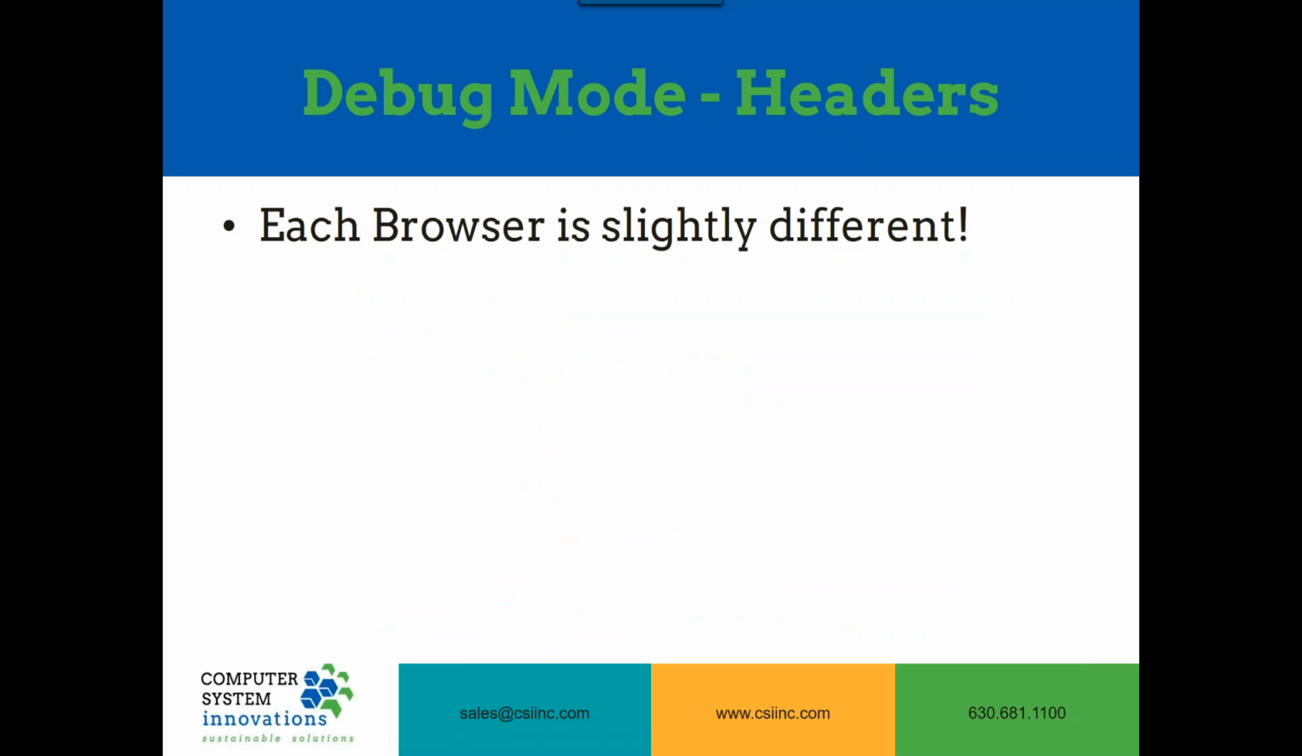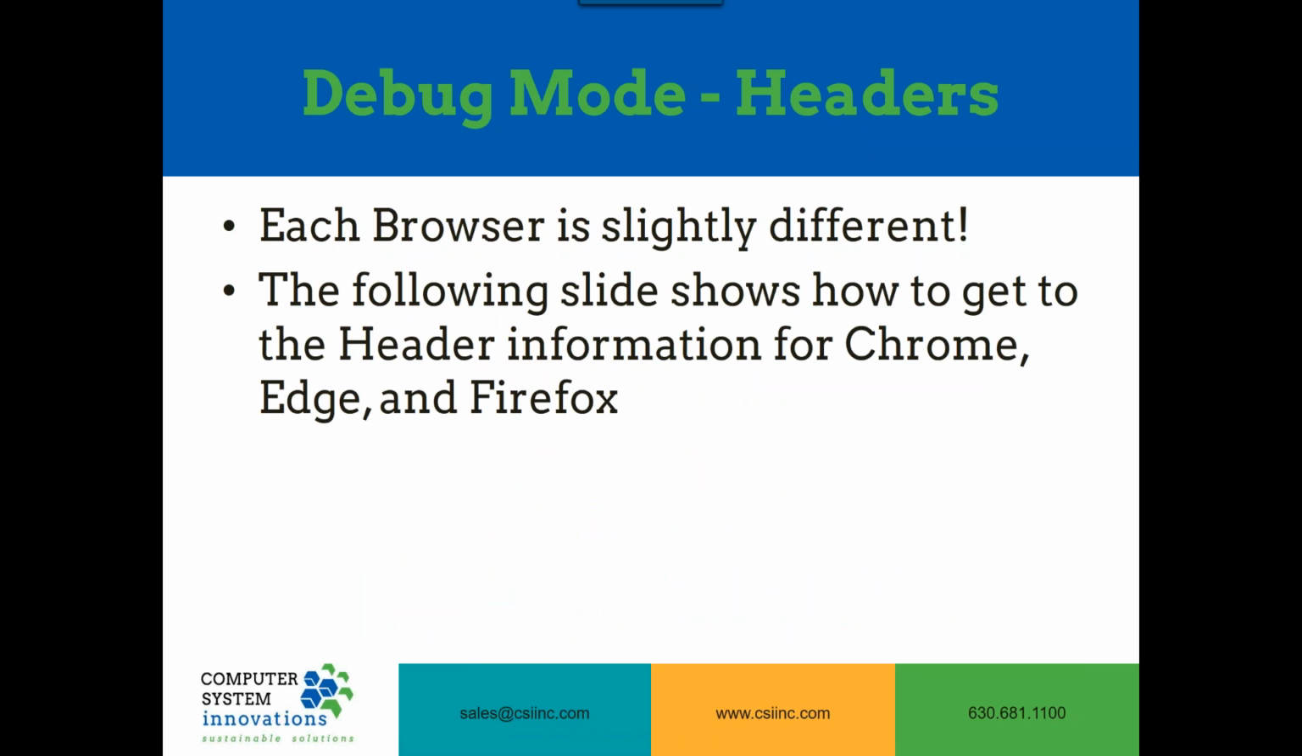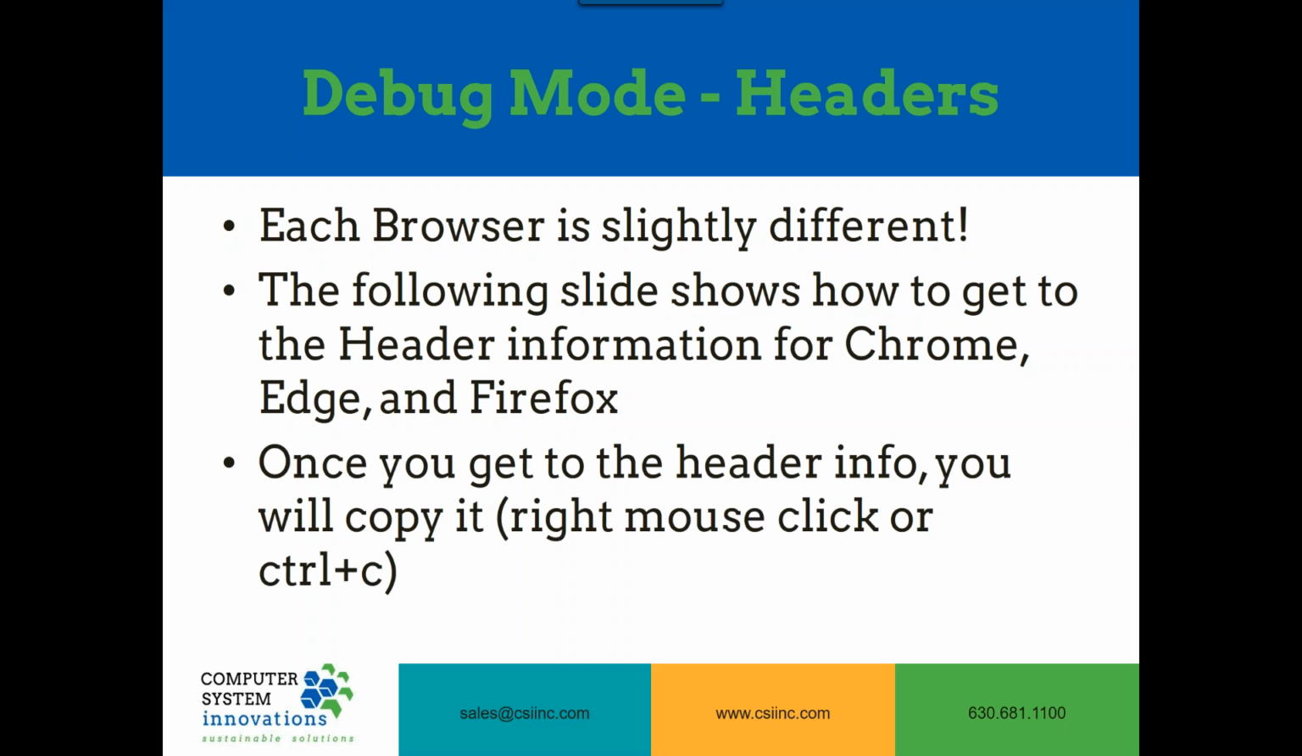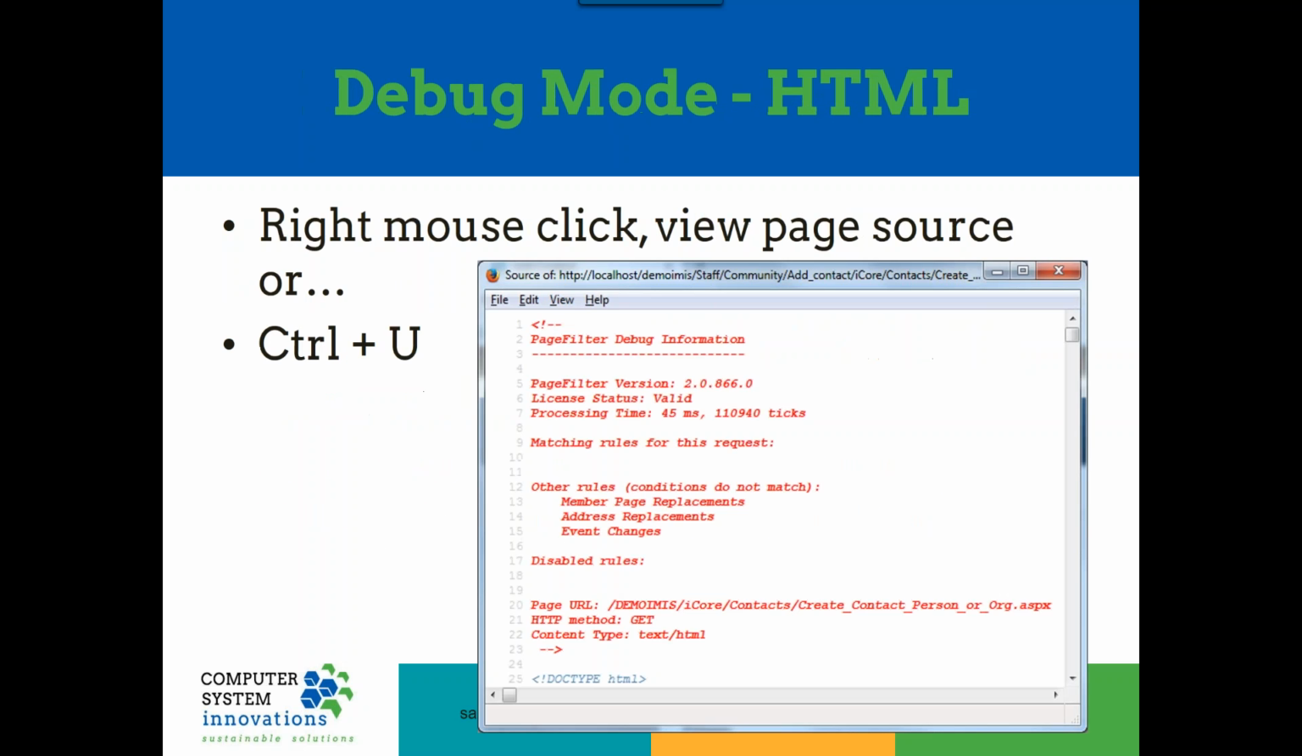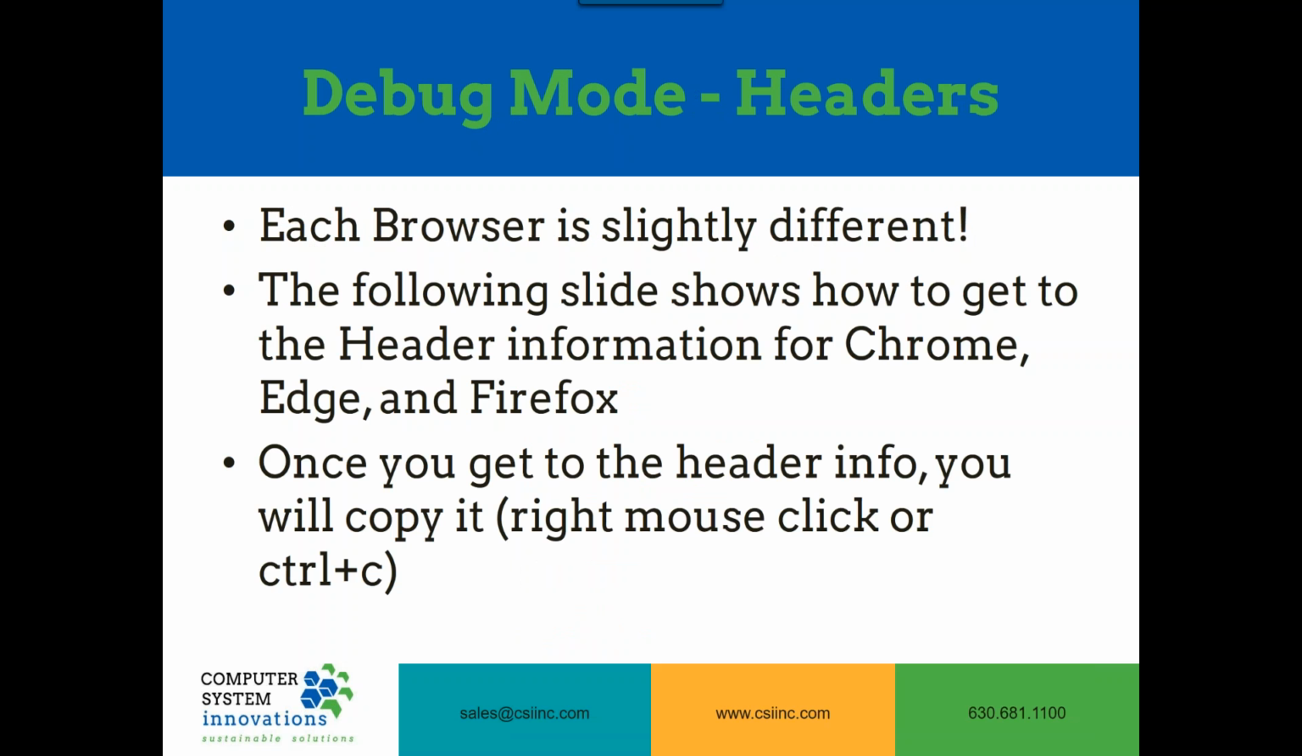Well, if you're using headers, then you got to deal with a bunch of different browsers. I'm going to show you a slide that shows you how to get the header information for Chrome, Edge, and Firefox. And then I'm going to show you what to do with that header information once you get it, because it's all in one single line. It's not pretty like that. And once again, this is primarily for when you're trying to debug, why isn't my page filter rule working?